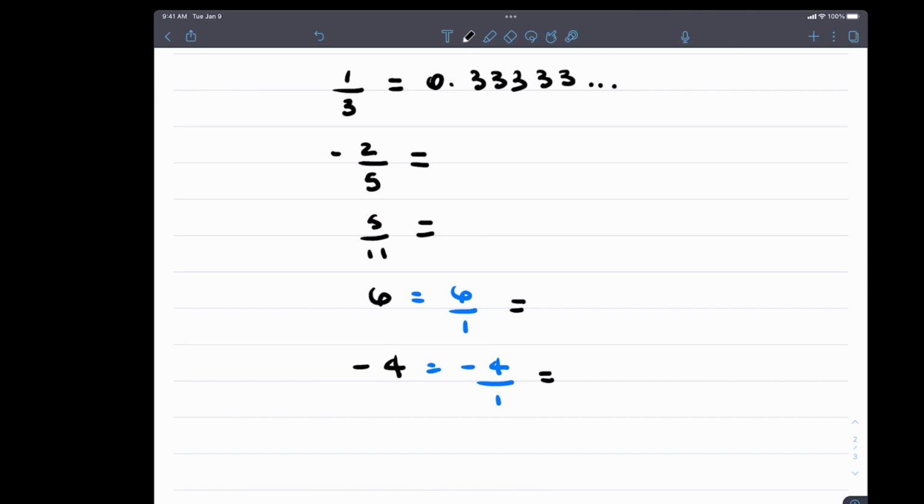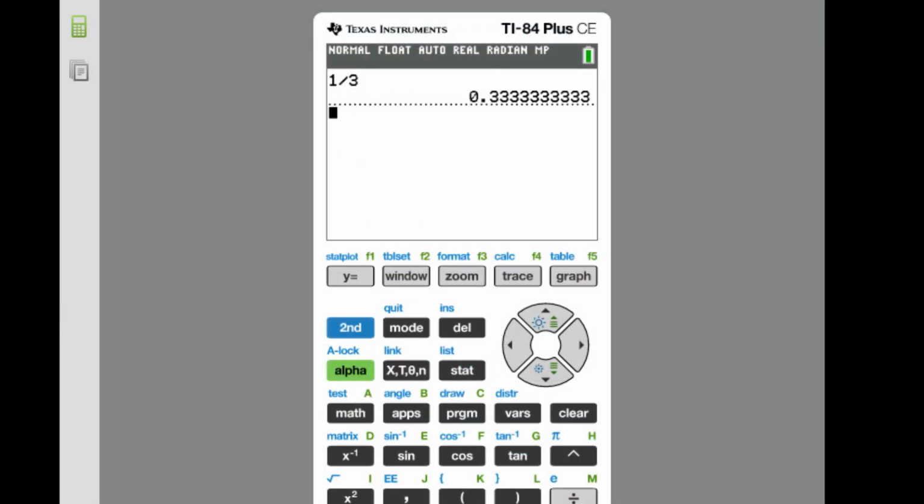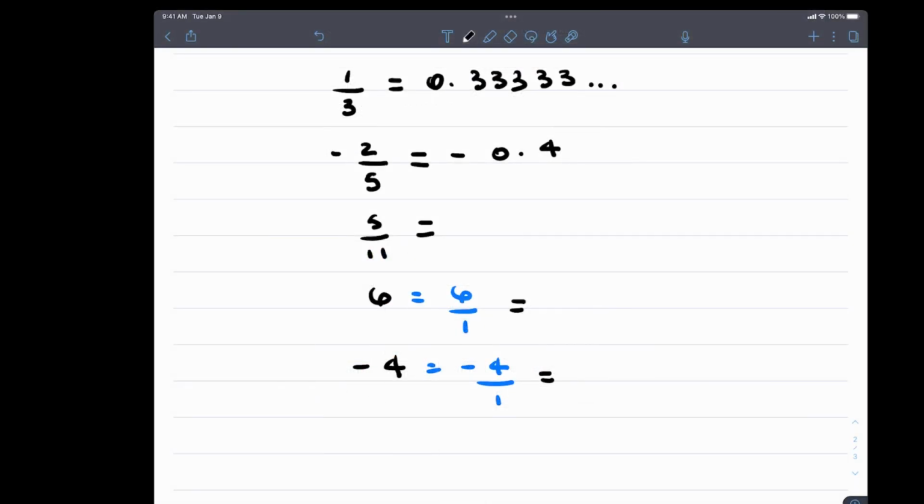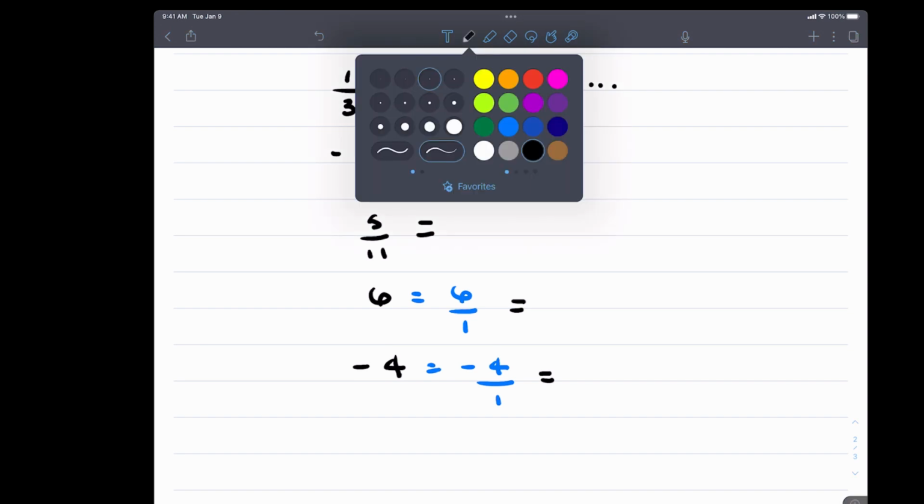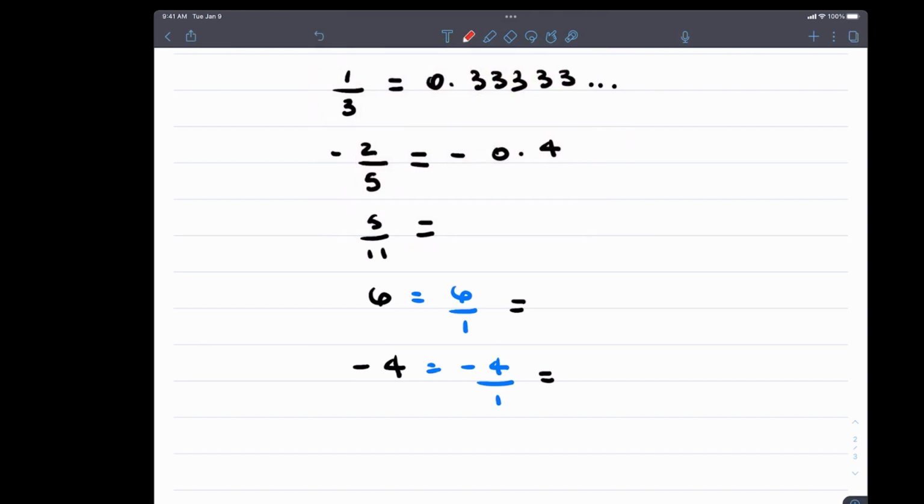What about that negative 2 over 5? What do you guys think will happen there? So I'll put a negative 2 divided by a 5. What do you think we get? Negative 0.4. Okay, you guys okay with that? Do you guys know what I'm going to say about this one? This first example, the digits never end.